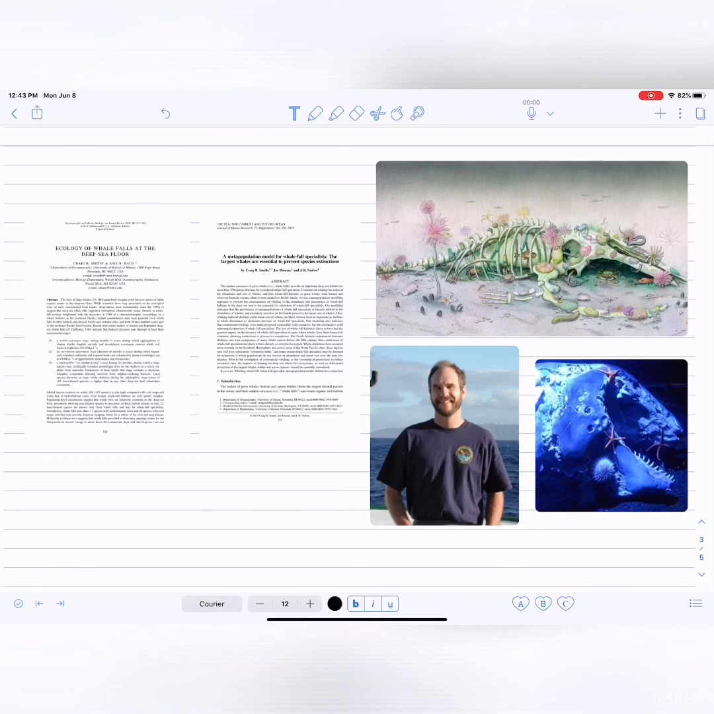This will limit the survival of these invertebrate organisms, like Dr. Smith mentioned, that rely on the presence of whalefalls to continue their species.